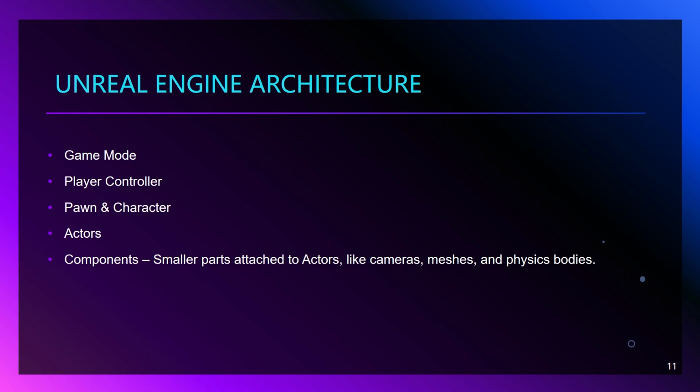And next we have the player controller. This handles all the inputs from the player like moving, jumping, shooting, and looking around. Without a player controller, our inputs wouldn't do anything. Then we have the pawn and character class, which represent the player or AI controlled units. The player controller sends input to the pawn or character, telling it what to do. Finally, we have actors, which are all the objects in the world.